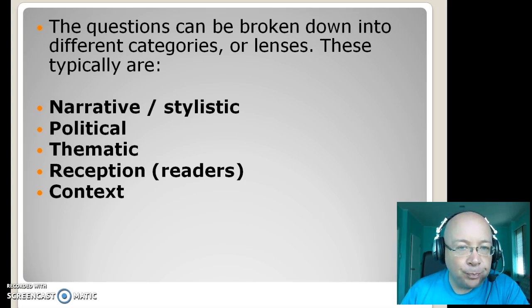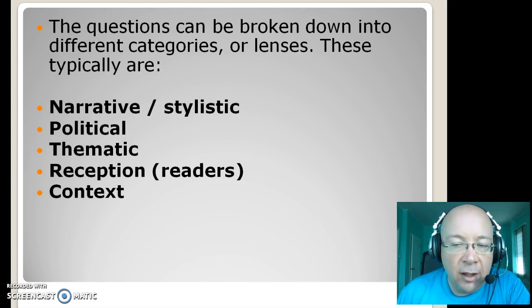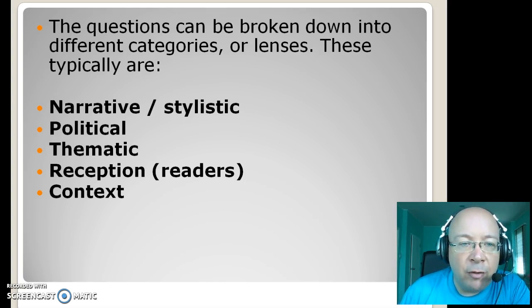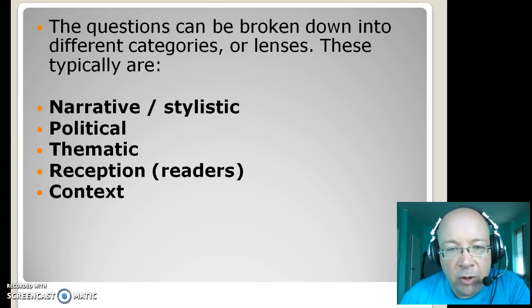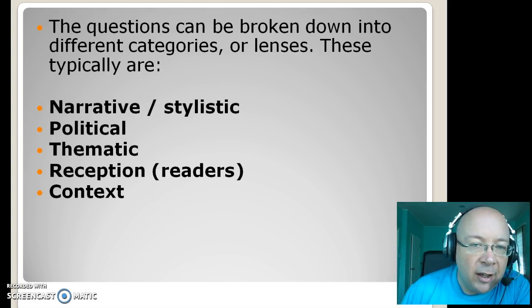good shape. So the first one focuses on the text in particular. Might be stylistic features such as imagery or symbolism. Very often there's a question about narrative and the way the story is told. Is it chronological? Is it framed? Is the narrator unreliable, as in The Great Gatsby? Things like that, very much focused on the text.